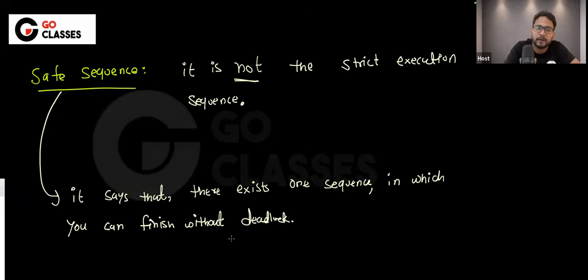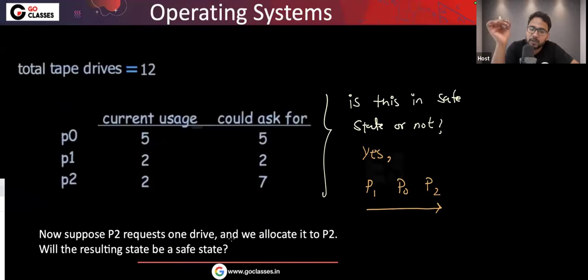So basically, now let's go to the real question. Suppose now P2 is asking for one drive. See, P1, P0, and P2. This is the safe sequence. I hope you understood the safe sequence meaning. Safe sequence says that if this is the situation, then in worst case, I may ask P1 to finish, then P0 to finish, then P2 to finish, and there won't be any deadlock. But suppose at this point in time, P2 is asking for one drive.